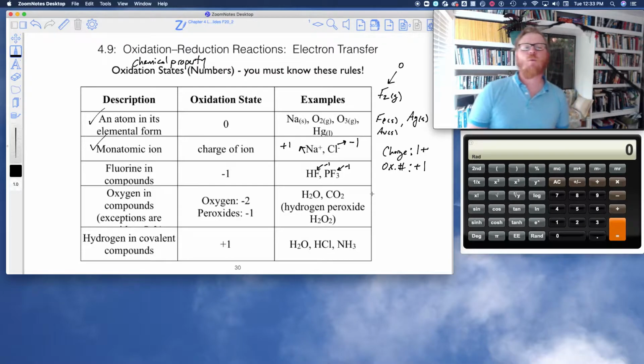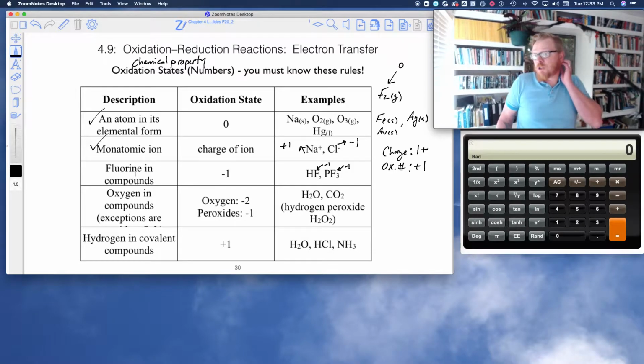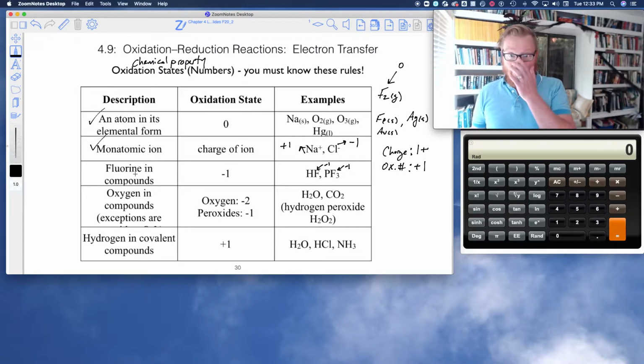And so you might think, well, what about chlorine? Chlorine is right below fluorine on the periodic table. It should behave very similarly, and it does. And most of the time, chlorine has an oxidation state of -1. However, you're going to hear me say this over and over again. Chemistry is the science of exceptions. So fluorine rarely, if ever, has an exception. It's always -1. Chlorine, on the other hand, has some exceptions.